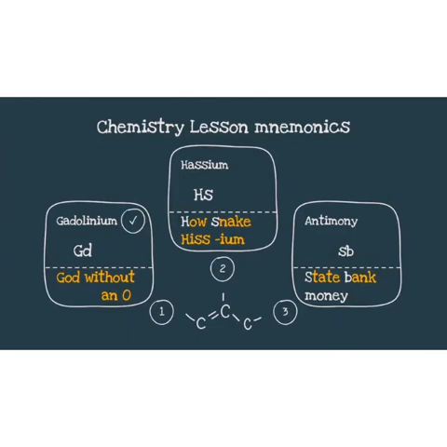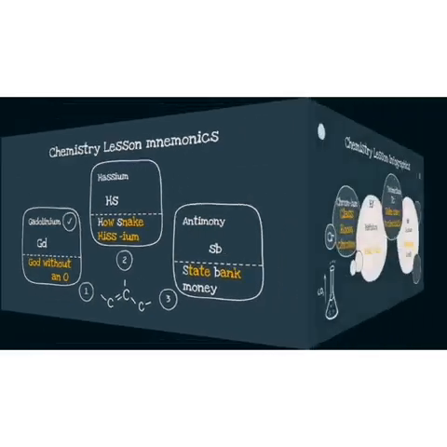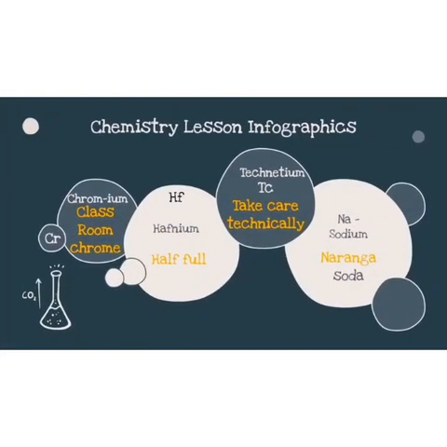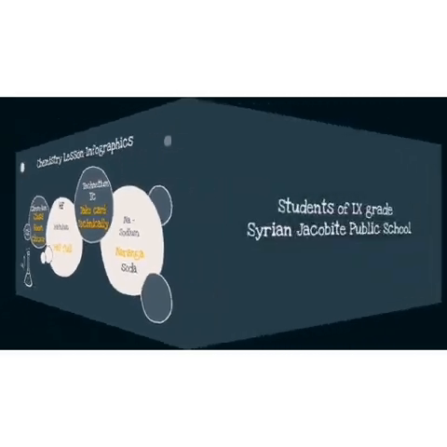Then we have gadolinium, God without an O, house snake hisium, and state bank money for antimony. Then we have classroom crone, half full for half medium, take care technically, and naranja soda for sodium.